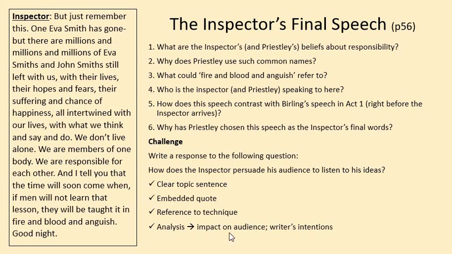And he says this: "But just remember this, one Eva Smith has gone, but there are millions and millions and millions of Eva Smiths and John Smiths still left with us, with their lives, their hopes and fears, their suffering and chance of happiness, all intertwined with our lives, what we think and say and do. We don't live alone. We are members of one body. We are responsible for each other. And I tell you that the time will soon come when if men will not learn that lesson, they will be taught it in fire and blood and anguish. Good night." And that's the last thing he says. He leaves.